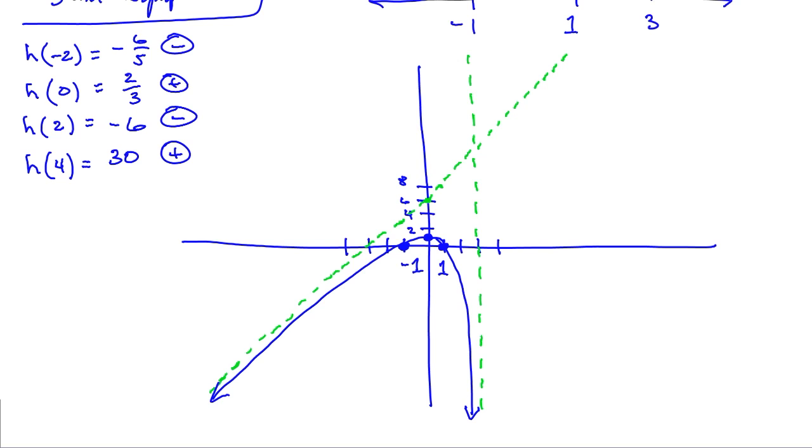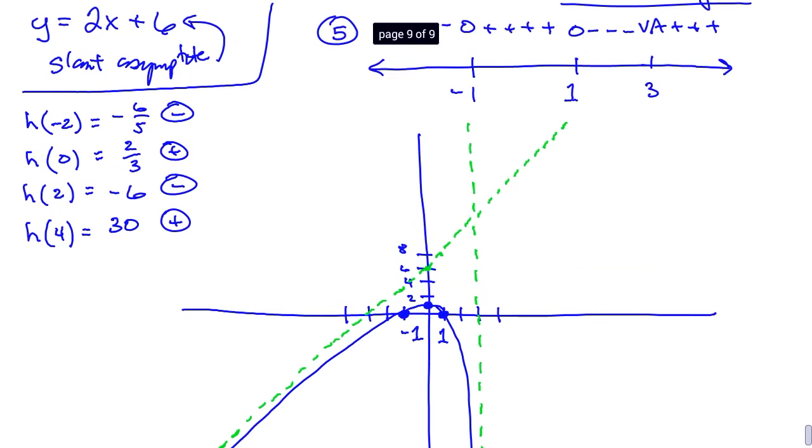As x approaches 3 from the left, all the values are negative, so it goes down to there. As x approaches 3 from the right, all the values are positive. You can see that on the sign chart right here. And it just whips around like that.